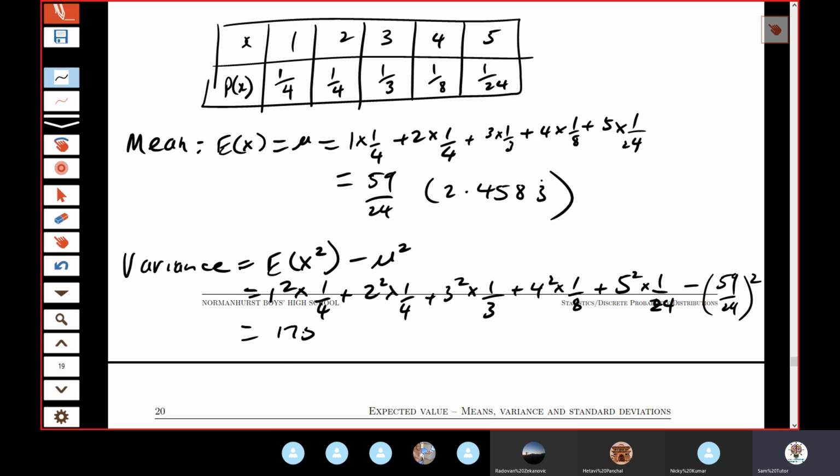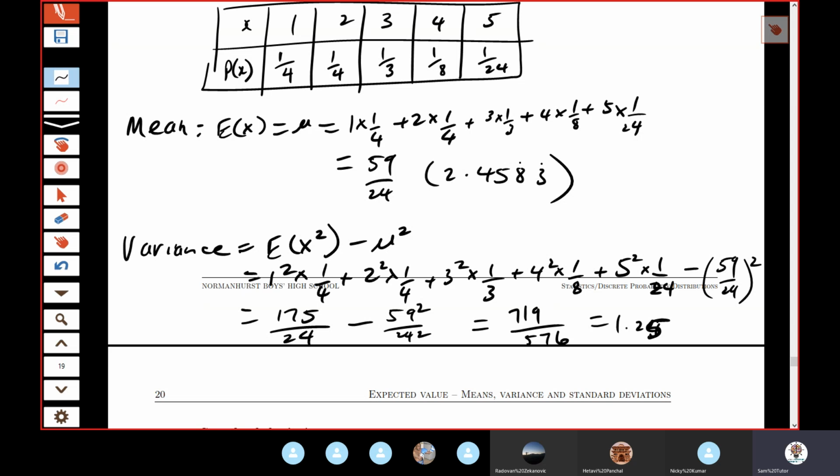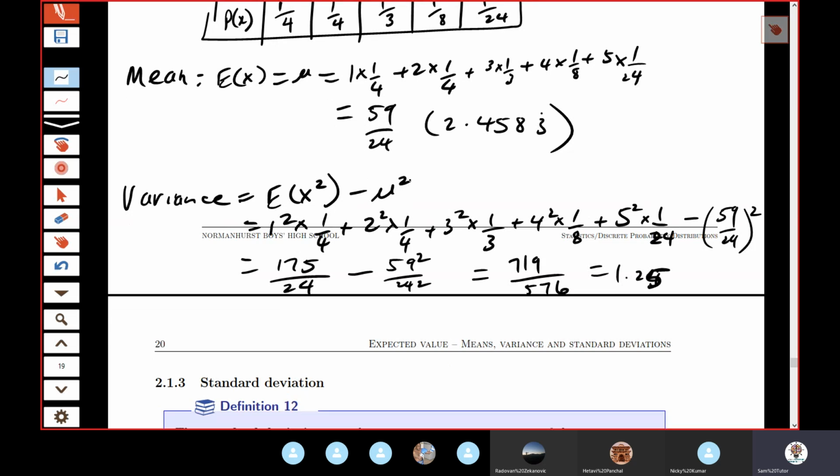175/24. Nope, sorry, that's 175/24 minus 59 squared on 24 squared, I didn't do that bit. 719/576, which is 1.25 rounded. Okay, any questions? No, I don't really think so.